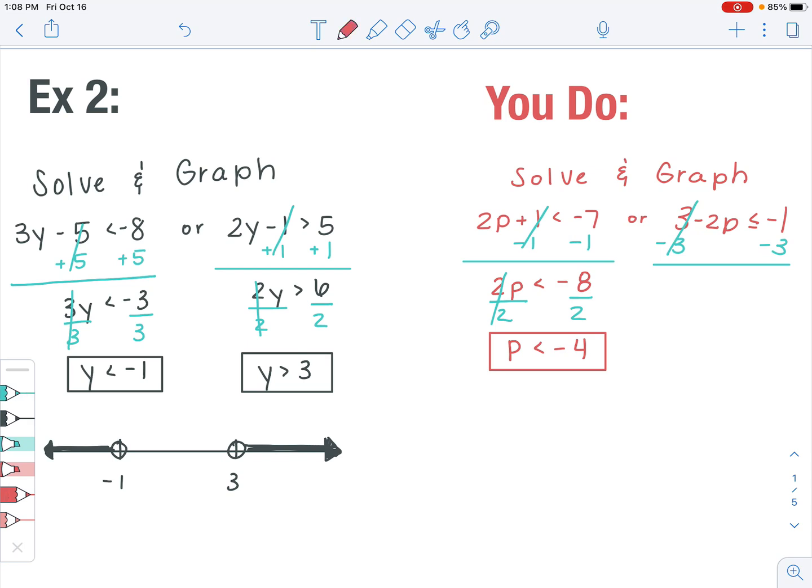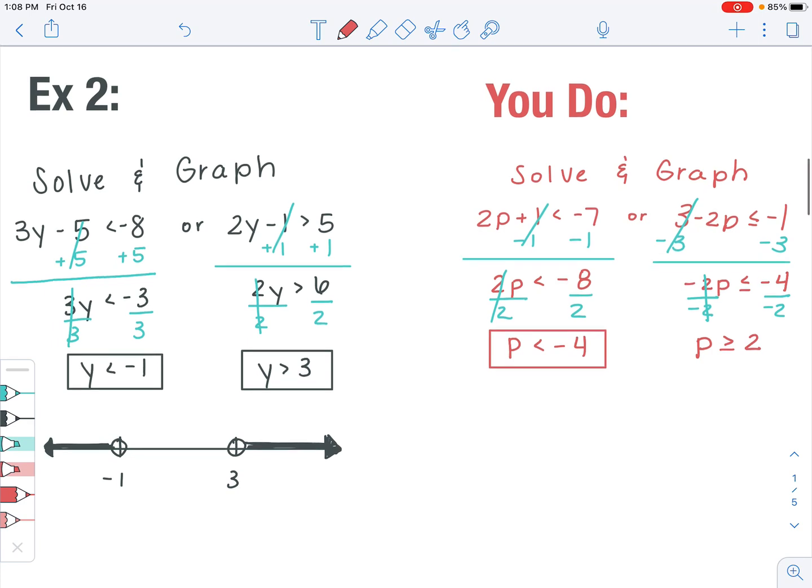Subtract the 3. I bring down my -2p is less than or equal to -4. Then I'm going to divide by -2, divide by -2, which gives me p. And now this time I do have to flip the sign because I divided by a negative. And -4 divided by -2 is just +2. So I get p is greater than or equal to 2. And I have to graph it.